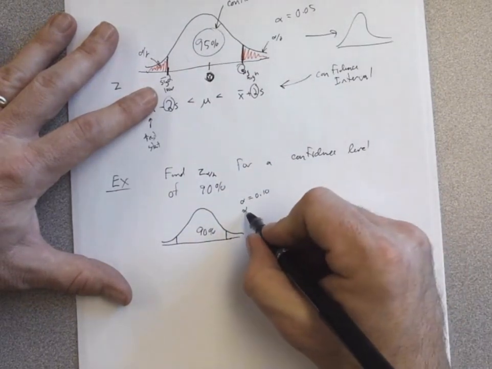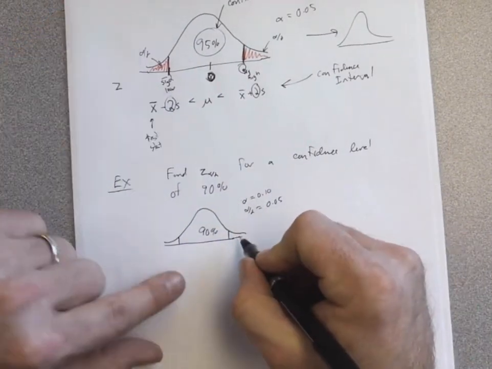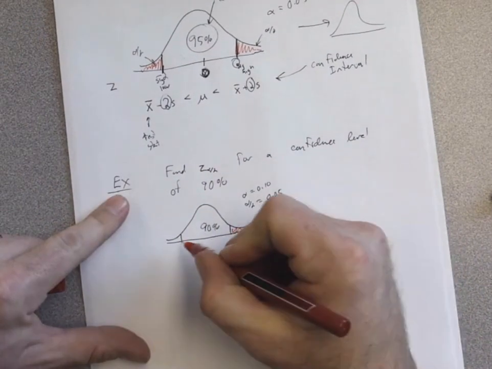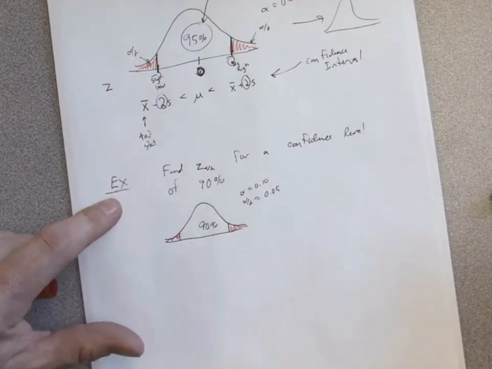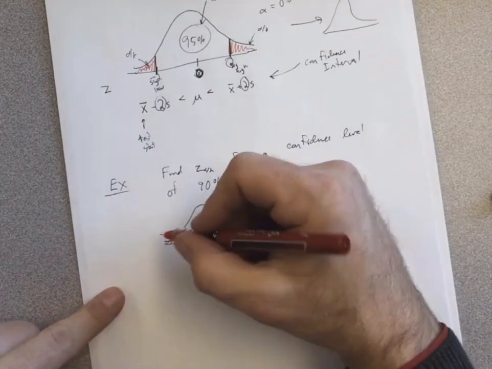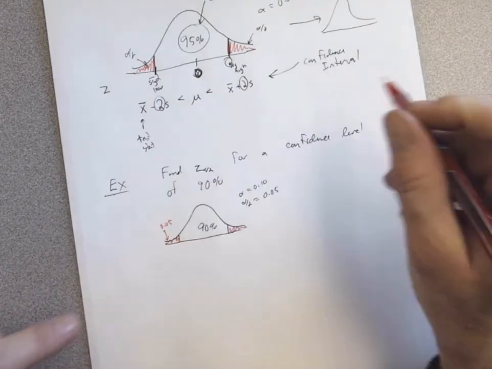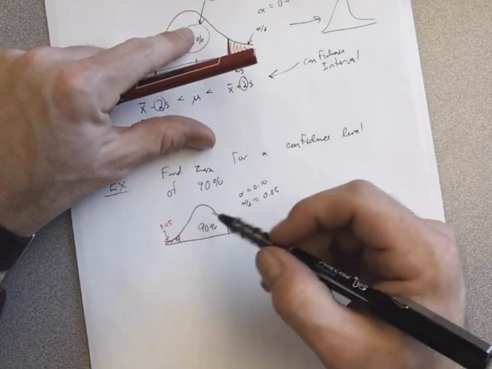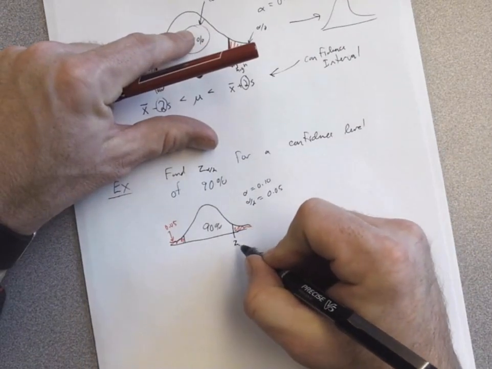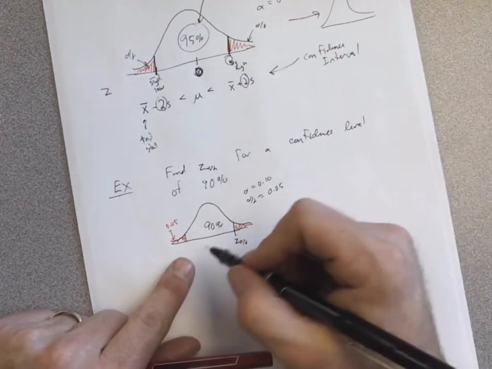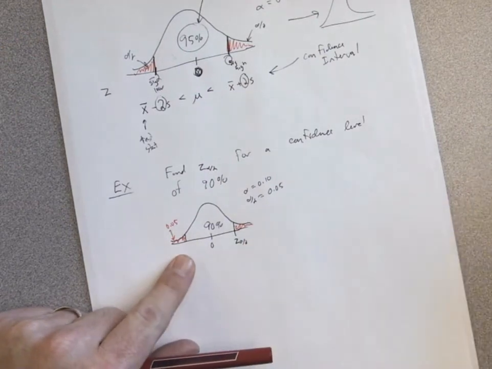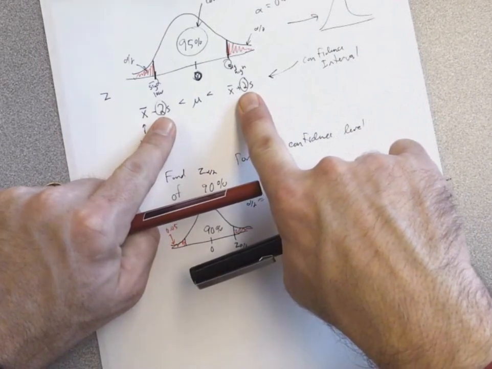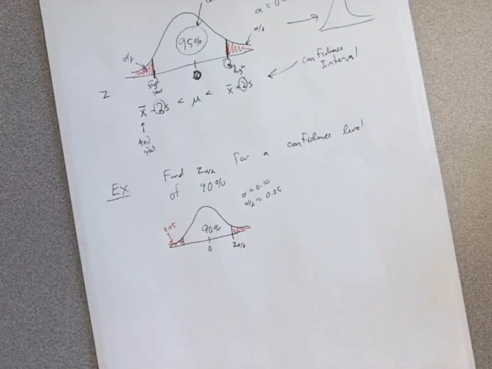So that means alpha over 2 is going to be half of that, so 0.05. So each one of these has a 5% area, right? And we could do that in our head. So I know each one of these is 5%. Remember that our table gives us area to the left, right? So if I'm going to try to find each one of these values, I can try to find this value. They call this z alpha over 2, and this number, since it's centered at 0, is going to be negative z alpha over 2. So these two numbers will be the same but opposite in sign, always, because this thing is symmetric.